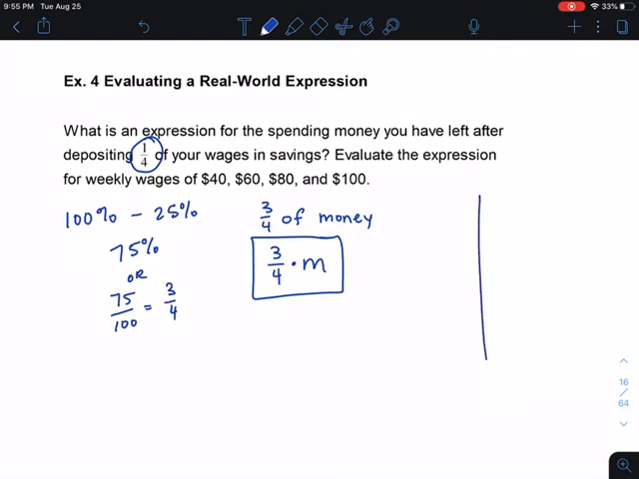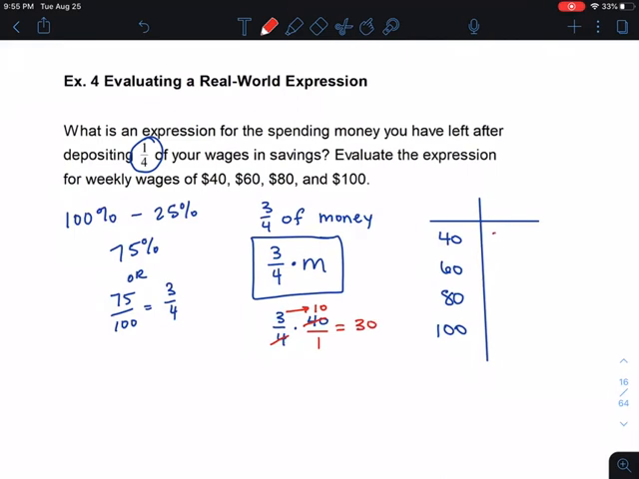Sometimes the easiest way to deal with a list of information is to go ahead and make a table. So we have 40, we have 60, we have 80, and we have 100. If I'm taking this expression 3/4 times m, if I take 3/4 and I multiply by 40, well, here's a little fraction work for you. That 40 is really a 40 over 1. You can cross simplify. 4 goes into 40 10 times. So 3 times 10 is going to give us 30. We'd have $30 left over.